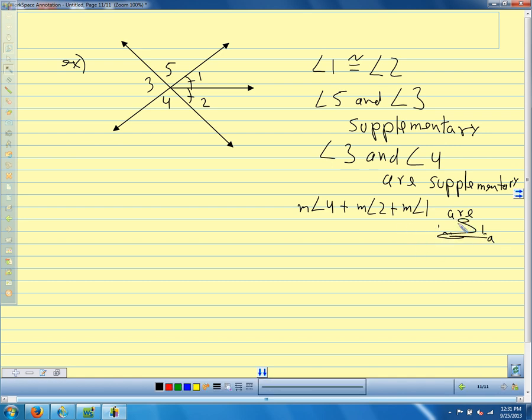So I wouldn't say these are supplementary. I wanted to say if we add those up, equals 180 degrees. We wouldn't say they were supplementary.